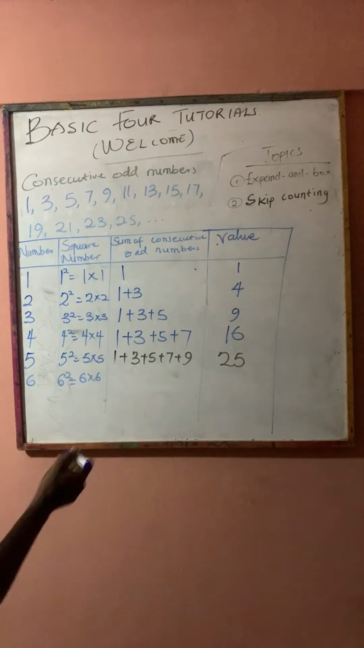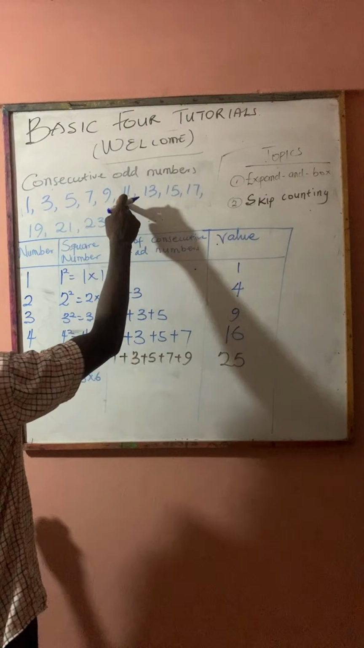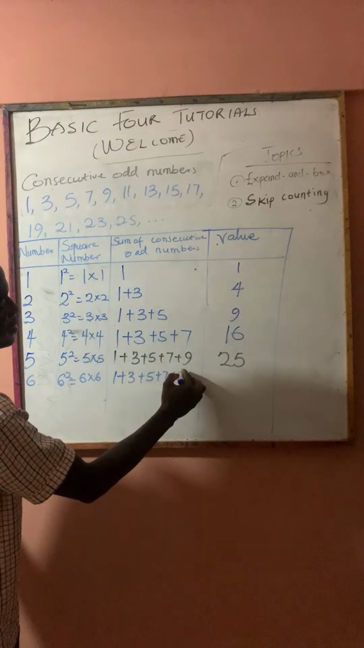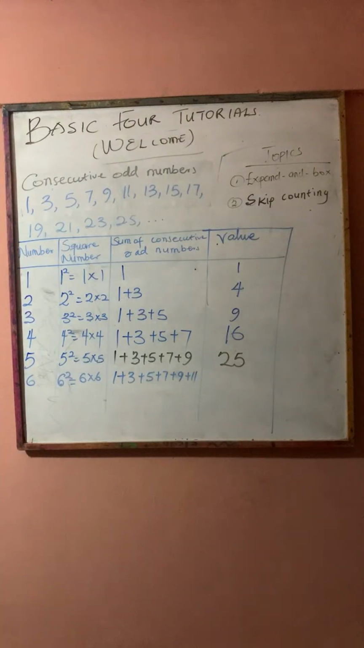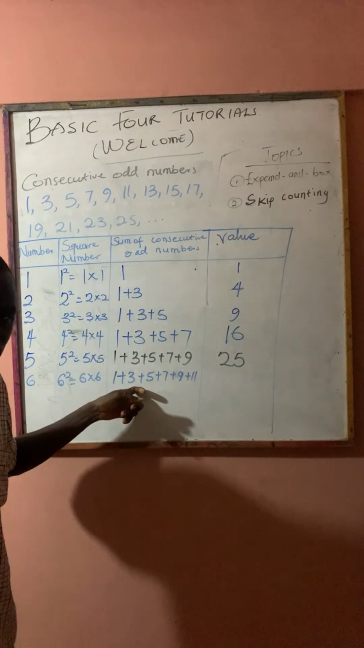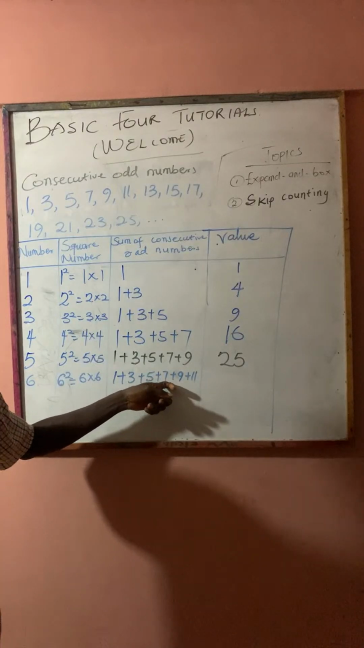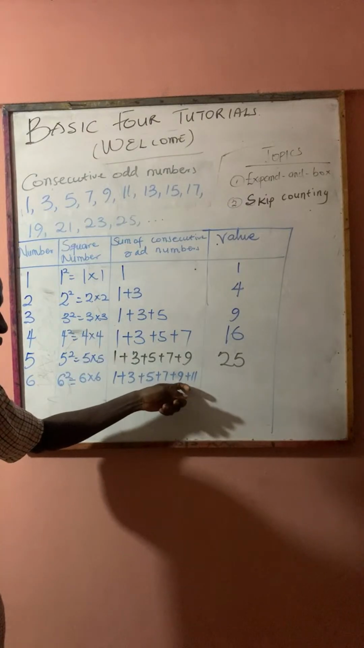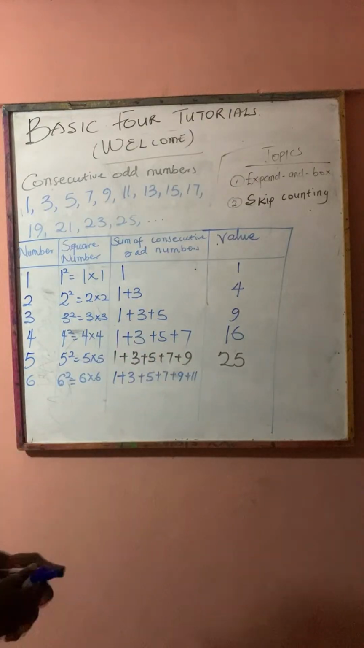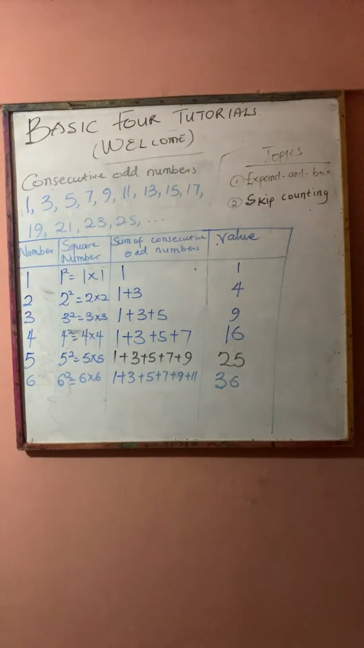So we are getting the first 6 numbers, 1, 2, 3, 4, 5, 6, so up to 11. You get 1 plus 3 plus 5 plus 7 plus 9 plus 11. Thank you. And let's find the value. 1 plus 3 is what? 4. Okay. 4 plus 5 is 9. 9 plus 7 is 16. 16 plus 9 is 25. 25 plus 11 equals 36. That means 6 squared is equal to 36. Is that what you all understand?